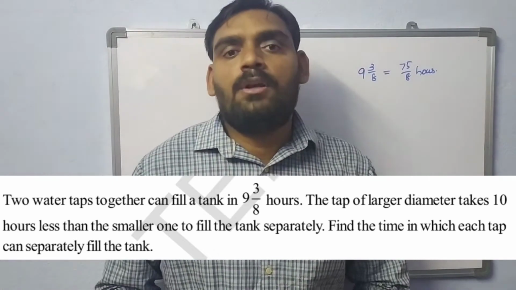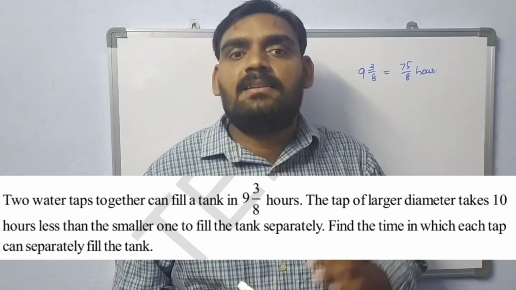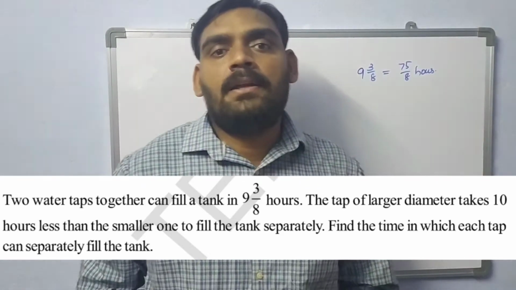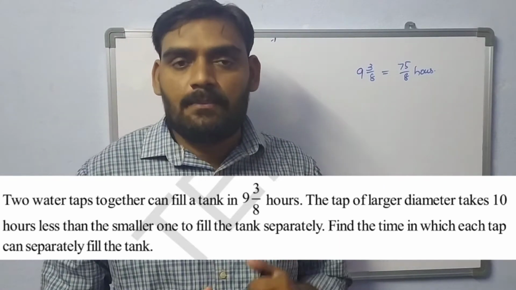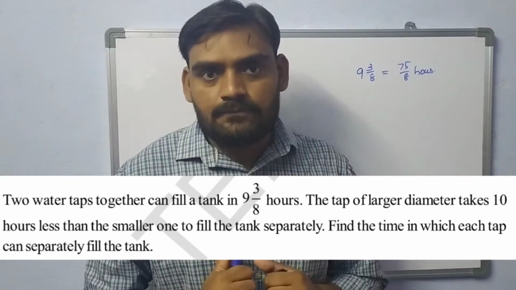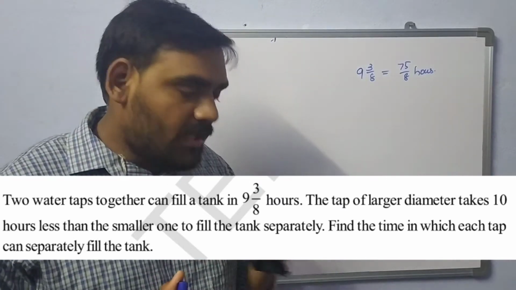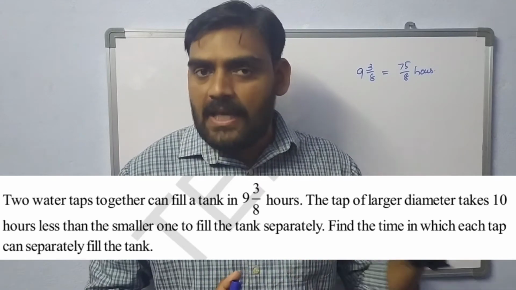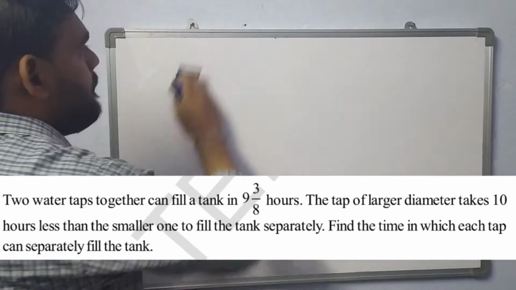In the problem they gave one condition, that the tap of larger diameter takes 10 hours less than the smaller one. When we find the time taken by the smaller one, automatically we will get the time taken by the larger one. So here I am considering the time taken by the smaller one to be x hours, and then the time taken by the larger one will be x minus 10 hours.